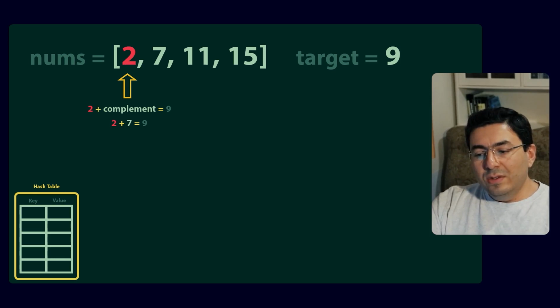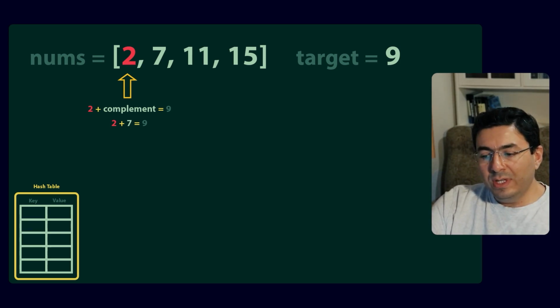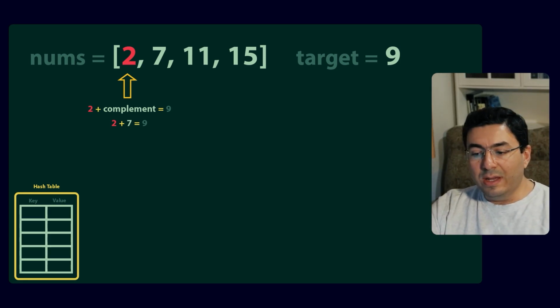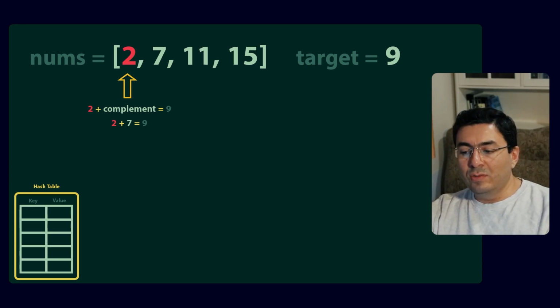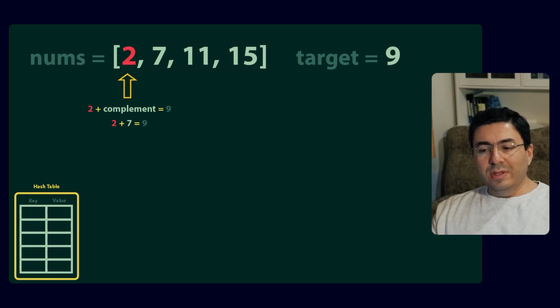Next, you check if the complement is already in the hash table. If it is, that means you've already seen the number you need to add to the current number to get the target number. So you're done. You can return the indices of the two numbers and be happy. If the complement is not in the hash table, you add the current number and its index to the hash table. This way, if you come across the complement later on in the array, you'll be able to find it quickly in the hash table and know immediately that you've found the two numbers you need.